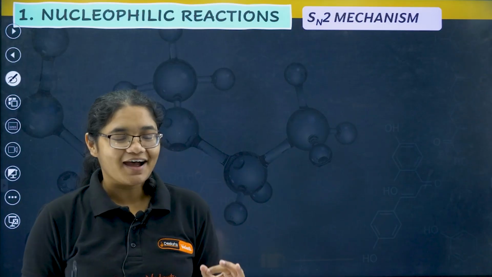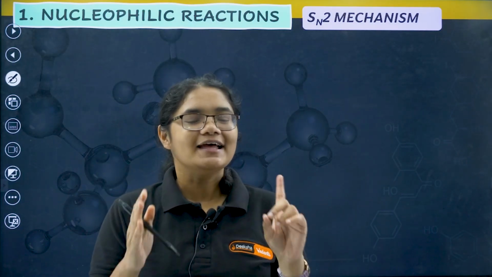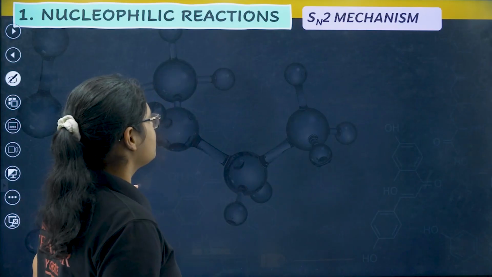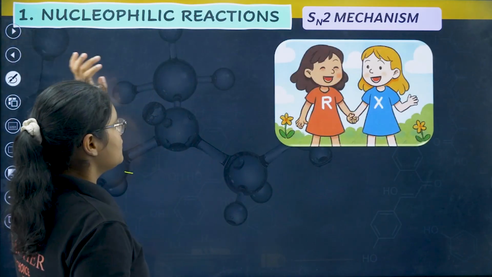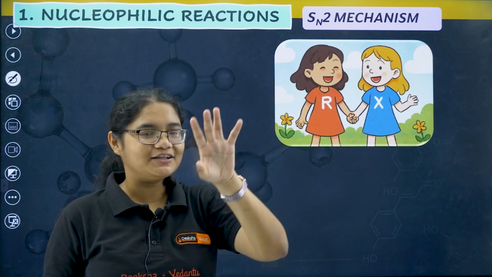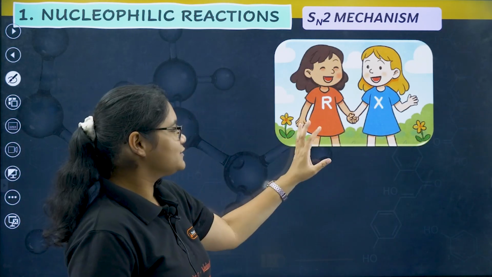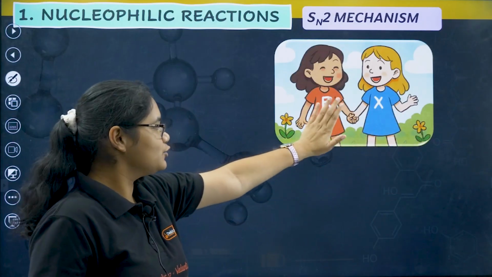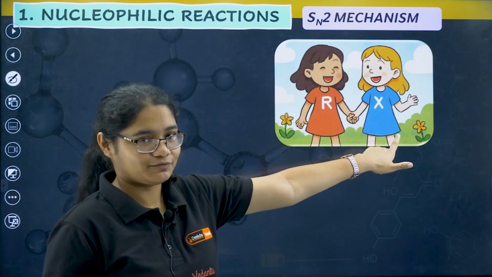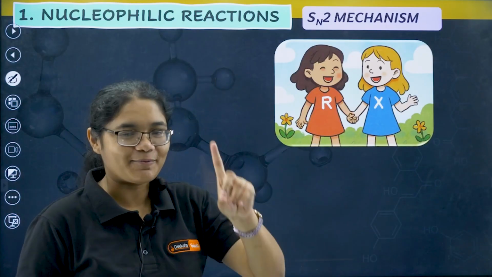So now let's start the SN2 mechanism with a very interesting story. There were two friends. What was their name? One was R and one was X. These were two friends. You can imagine your best friends in your life. So there is R and there is X. You are R and here X is your best friend. Not any ex. Don't think about your ex, think about your friend.